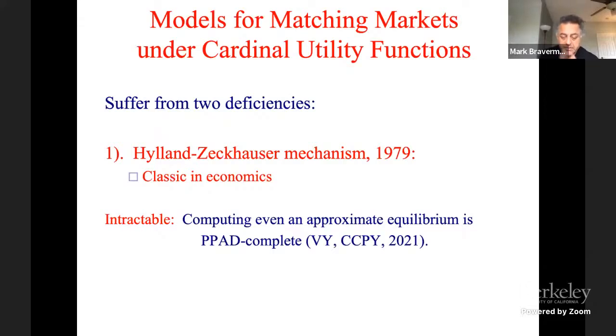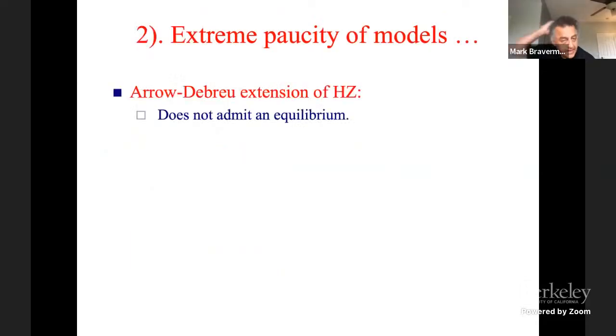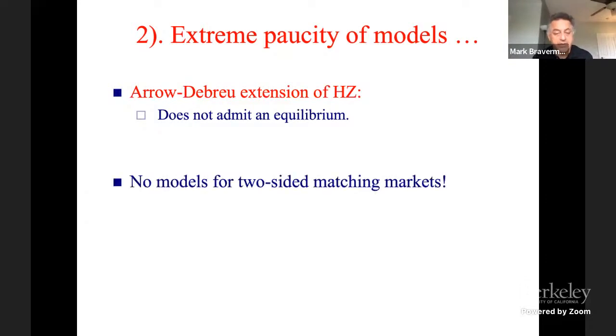Two works were involved, one of them giving membership and the other hardness, so together they showed PPAD-completeness. And this is actually the most elementary matching market that one can think of, because it's one-sided and based on linear utilities. So nothing could be simpler. Then Hylland and Zeckhauser did look at a further model, namely the Arrow-Debreu extension of their mechanism, and realized that it does not even admit an equilibrium. They gave a counterexample, and that's where things stood for 40 years. Basically, there are no other models that we are aware of, in particular no models for two-sided matching markets.